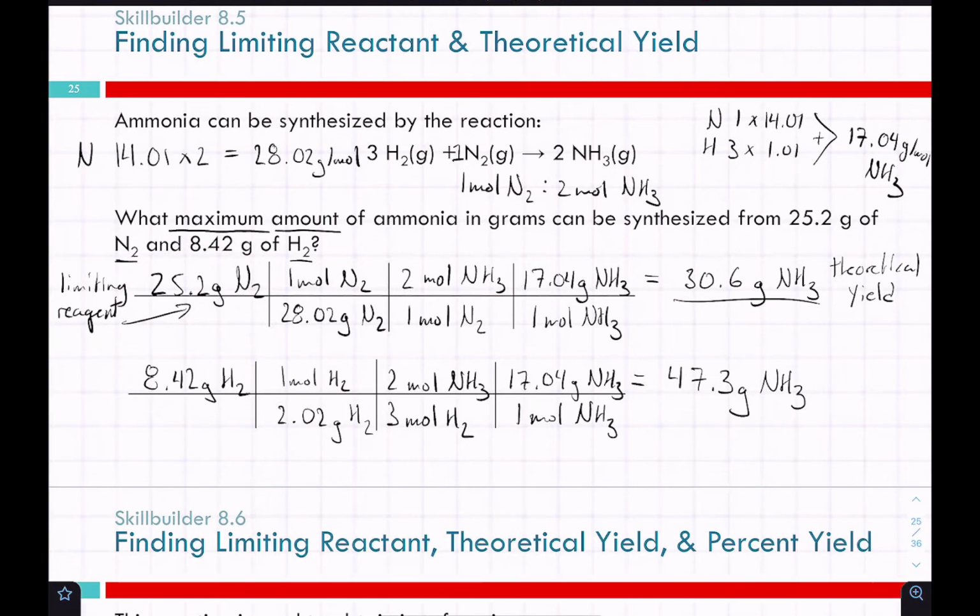So if you see maximum amount, or what is the most you could make, and you're given the quantities of two reactants, you need to find the limiting reagent. It's still a limiting reagent problem. Because this is like, how many pancakes could you make if you had these ingredients? Well, whatever ingredient you ran out of first.